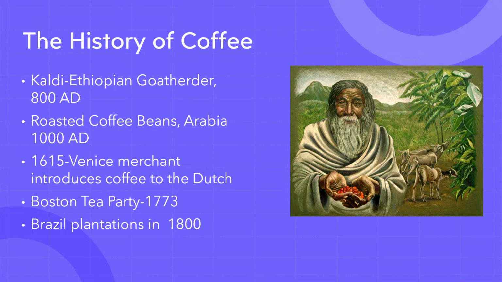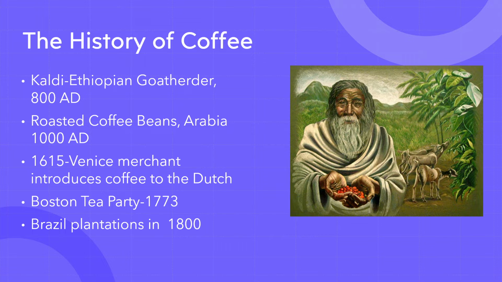And here in this country, Boston Tea Party. So that's actually important. In 1773, we threw a lot of tea in the water in Boston because Britain was taxing the tea, but they weren't taxing the coffee. So that's why we drink a lot of coffee in this country.